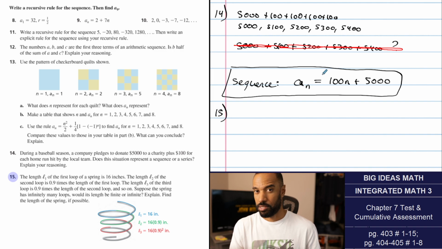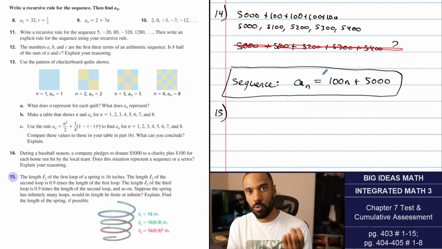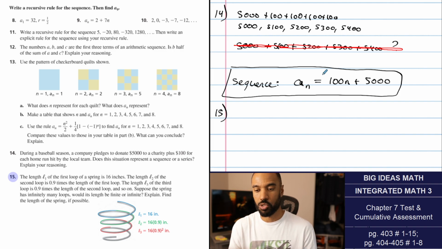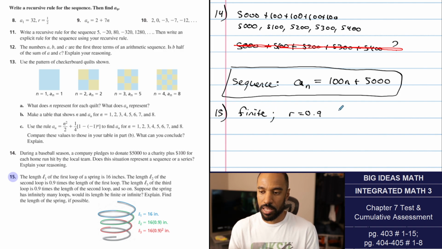It would be finite. Even if it went forever, eventually it would work its way toward 0, microscopically so, and it would converge toward a value. So it would be finite. The reason for this is because the values are shrinking towards 0. Your r value is 0.9, and 0.9 is less than 1. More so, the absolute value of it is less than 1. They said find the length of the spring if possible.